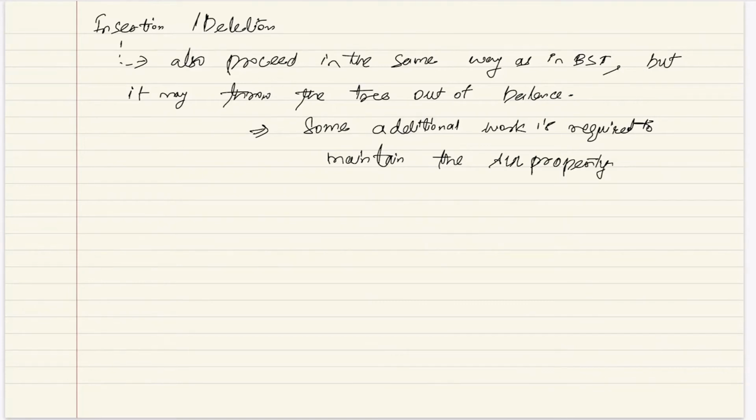Okay. So let's try insertion. Insertion is definitely easier than deletion. So let's get some confidence from insertion. In insertion, you see what we will do? We will follow the same thing that we were doing in BST. So follow the procedure similar to BST.